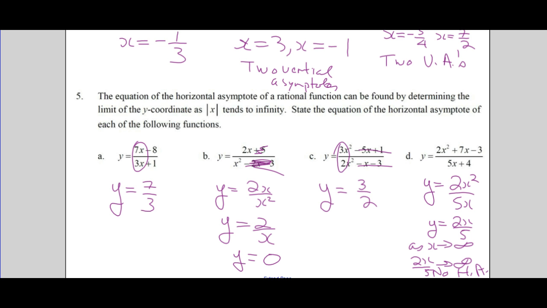Welcome to Unit 1 of Math 31. You get to do limits and stuff.